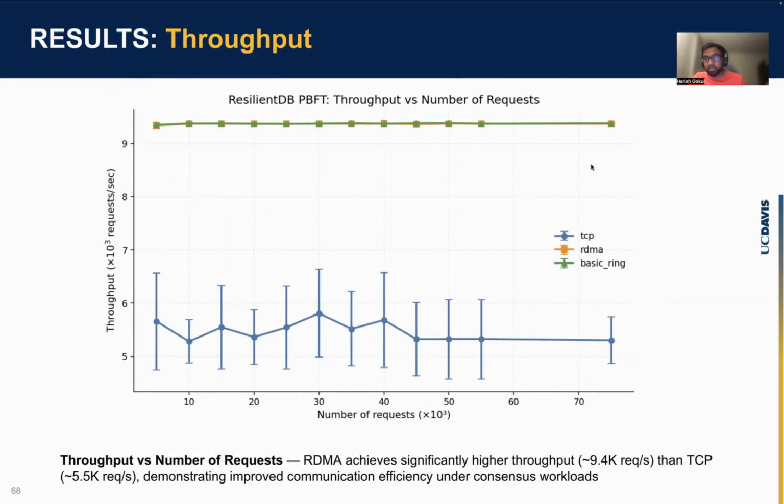And the same can be applied to the throughput as well, where the throughput for the RDMA solution is extremely high. It's 9.4 times 10 to the power of 3K requests per second. And that's larger than TCP, demonstrating improved communication efficiency under consensus workloads.